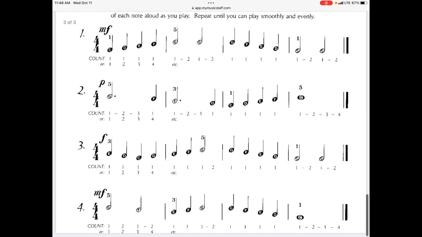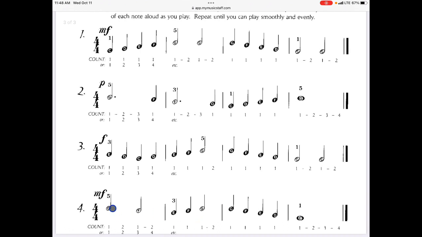And lastly, for the exercise for your right hand, you will be starting with your fifth finger. So your G is what you're going to start with, and you're going to go 5, 4, 3, 4, 5, 5, 4, 3, 2, 1.